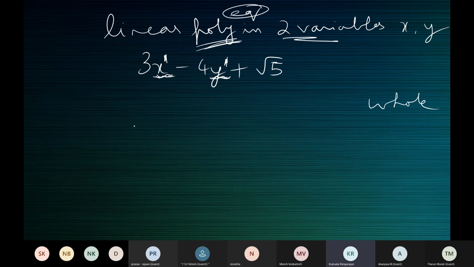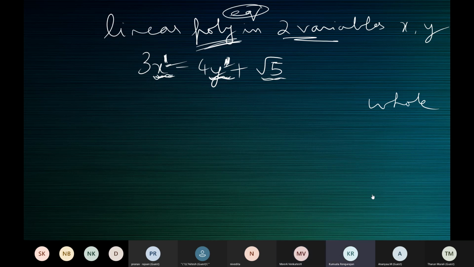Now somebody volunteer, give me another example. Now see this root 5, this can be anything. See what defines a linear polynomial in two variables x and y. Can we see two variables x and y? Yes, we can see. Is it linear? Yes, it is linear because the highest power is 1. And it is a polynomial because the powers are all whole numbers. Yes, one more example of a linear polynomial in two variables x and y.